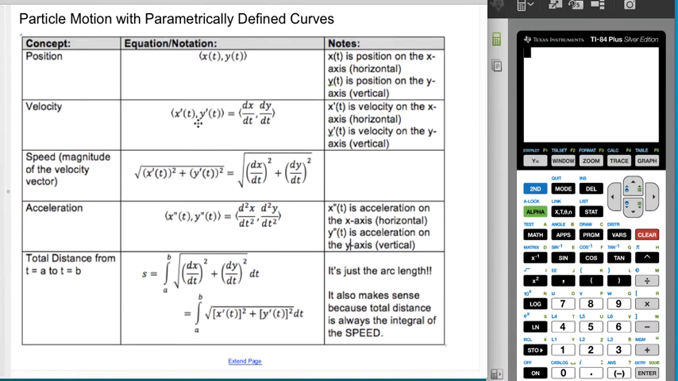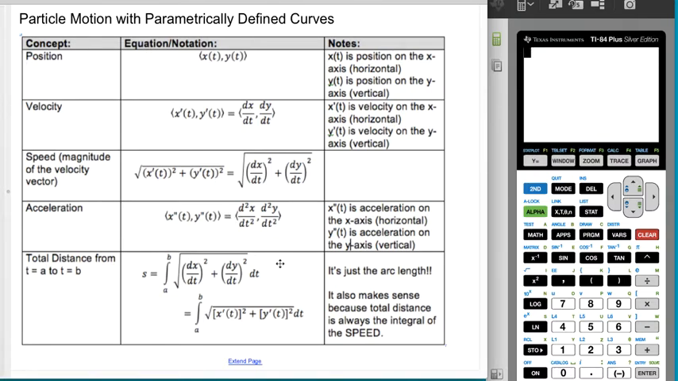The x prime of t, y prime of t would be the velocity in the x direction horizontally and the y direction vertically, right? Speed would be the magnitude of the vector, which is the square root of x prime of t squared plus y prime of t squared, or you'll see it as the square root of dx dt quantity squared plus dy dt quantity squared. Acceleration is the second derivative with respect to t of that position, right? So x double prime of t, y double prime of t. And again, each component is specifically for that direction, right? The x-axis or the y-axis, horizontal, vertical, etc.